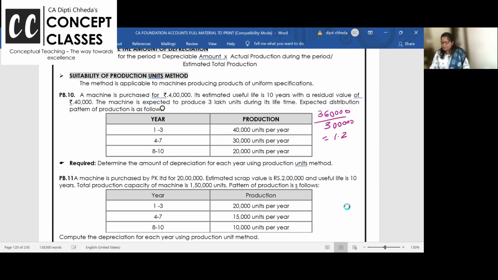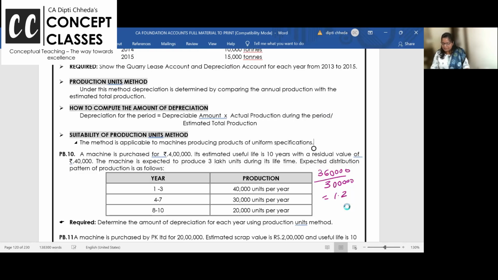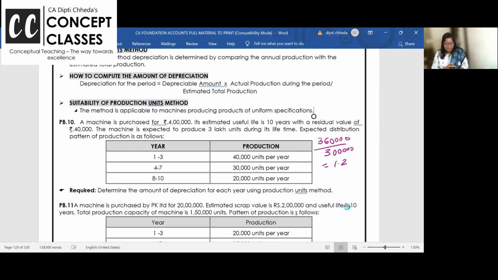1.5 per unit is the depreciation, and then multiplied by 40,000. So for the first 3 years it is 48,000. Then 30,000 into 1.2, 36,000. Then 20,000 into 1.2, 24,000. Done. This is the depreciation you have to charge for the production unit method.